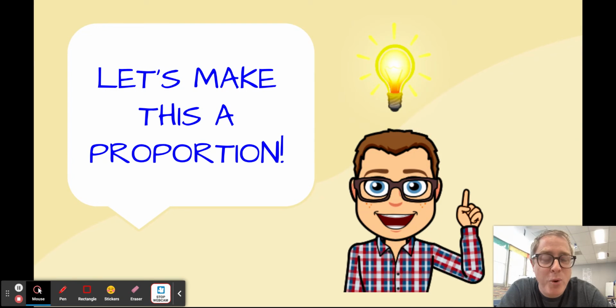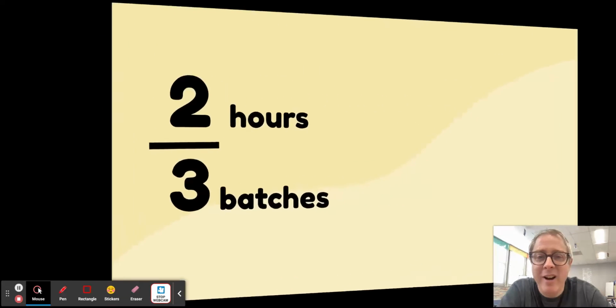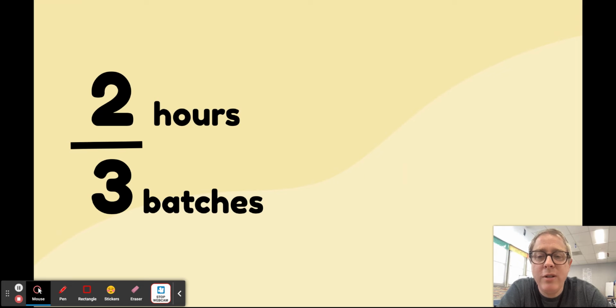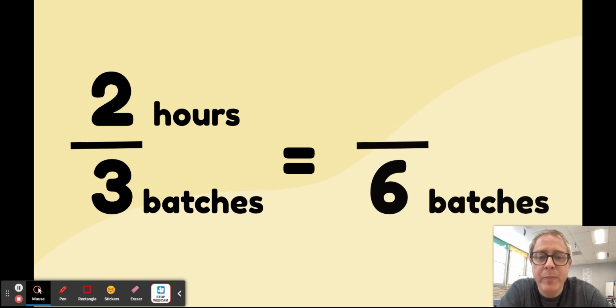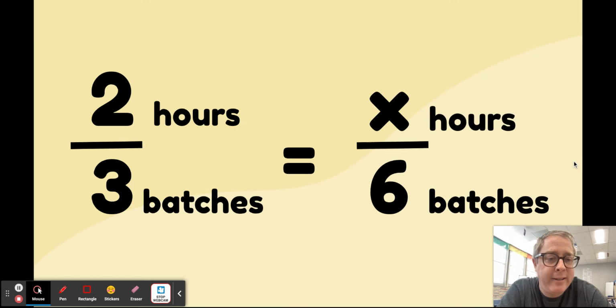Let's make this a proportion. All right. So 2 hours for 3 batches. There's my ratio. And remember, proportions are equations involving equivalent ratios. So an equation has an equal sign. There's my equal sign. And then I don't know how many hours it's going to take for 6 batches, so I'm going to call it X.